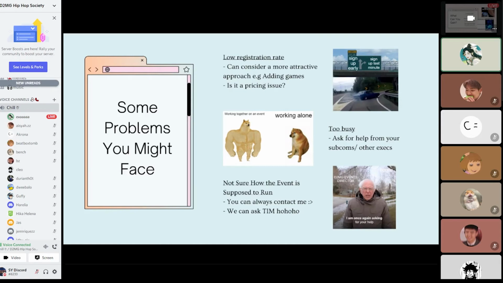When you are too busy, you have to remember that you're not alone. You're not the only exec in the society. There's a reason why you have subcoms. They also came in because they want to learn something and they want to help. Otherwise, why would they volunteer, right? So just ask for help, and of course, they will definitely help you.